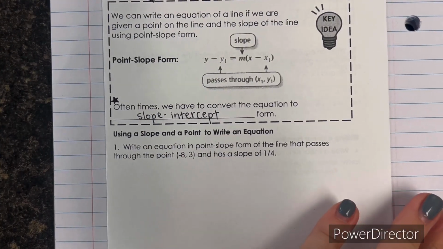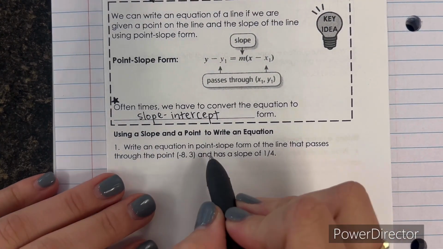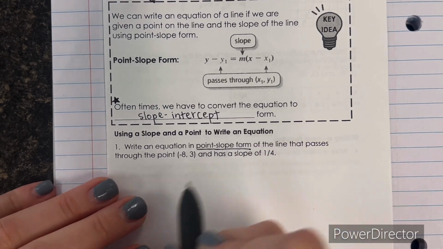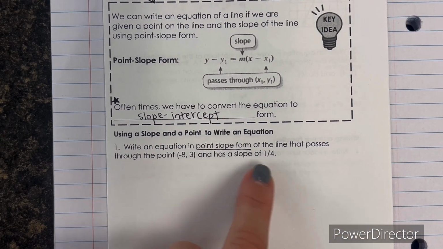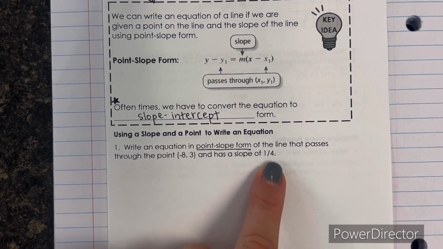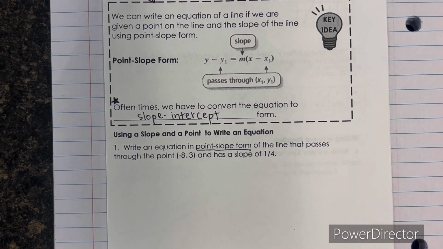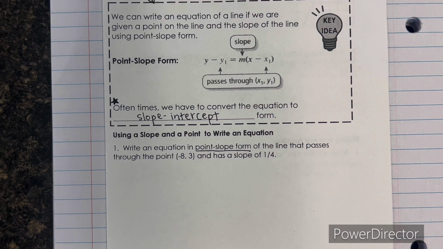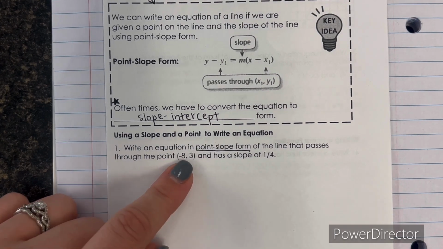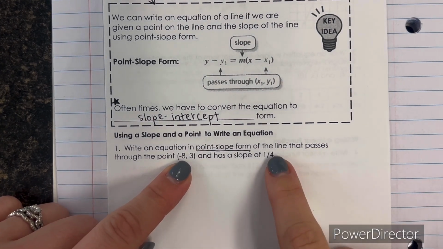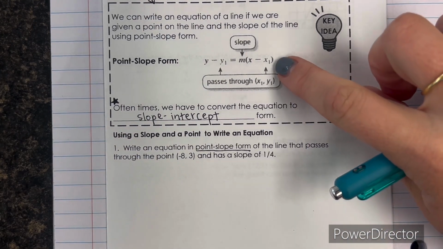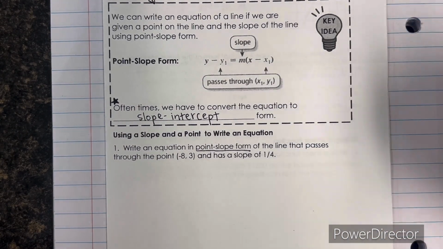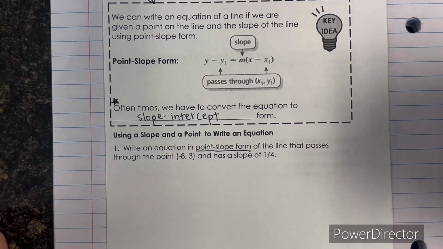Now, let's take a look at this first example problem that I've got here. It says write an equation in point slope form of a line that passes through the point -8, 3 and has a slope of 1/4. Now, what I have told all of my students, anytime you are given an ordered pair and a slope, you need to label, so that way you know where the stuff goes whenever we go to actually use point slope form.